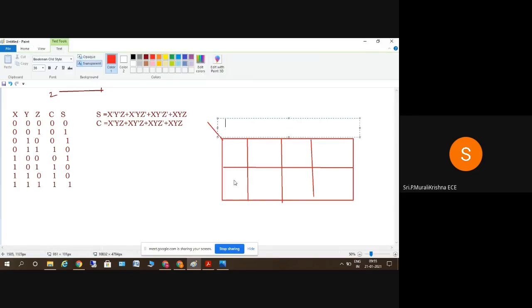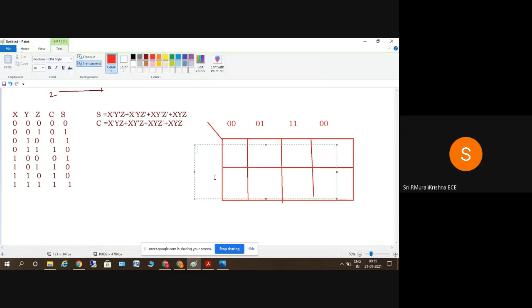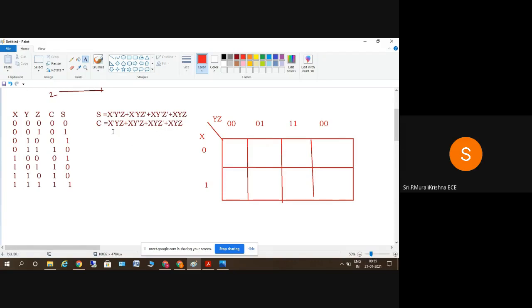It is XYZ, so it is 0 0, 0 1, 1 1, 0 0, is 0. This is 1. And this is x and this is yz. Okay, so for carry it is like this.